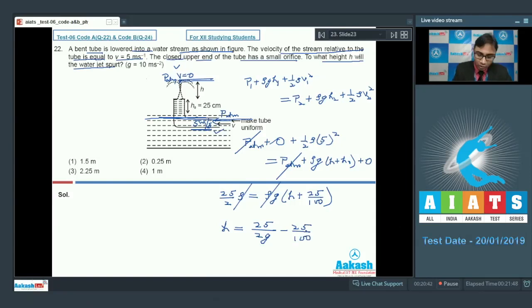So g is how much? Given that g is equal to 10. So we can write 25 by 20 minus 25 by 100. So when you solve it, you will get 1 meter. So we can say that our option number 4 will be the correct choice. Let's move to question number 23.